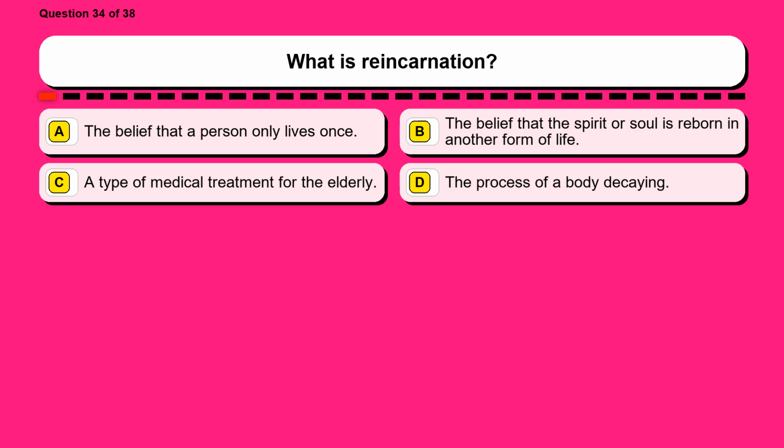Question 34. What is reincarnation? Option A. The belief that a person only lives once. Option B. The belief that the spirit or soul is reborn in another form of life. Option C. A type of medical treatment for the elderly. Option D. The process of a body decaying.